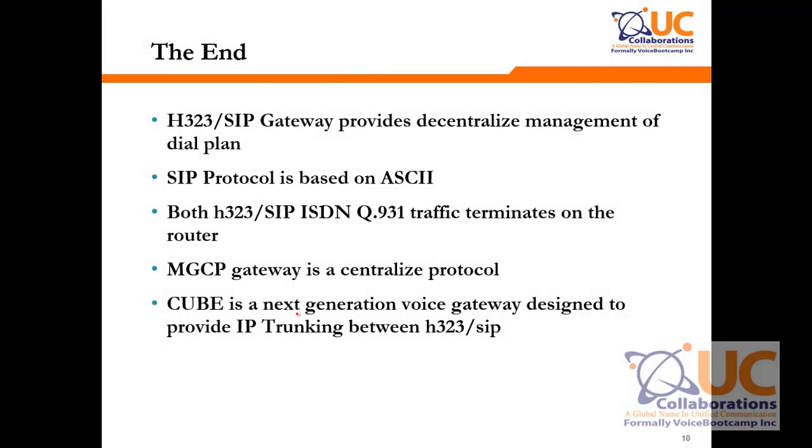So in conclusion, H.323 and SIP gateways provide decentralized management of the dial plan, where the SIP protocol is based on ASCII. Both H.323 and SIP ISDN Q931 traffic terminates on the router. Basically, that's where the router is going to analyze the destination number and make a decision on what to do next by looking at its own dial plan. An MGCP gateway, on the other hand, is a centralized protocol, and Cisco CUBE is a next generation voice gateway designed to provide IP trunking between H.323 and SIP networks. So that's pretty much it for this chapter, and I will see you in the next.